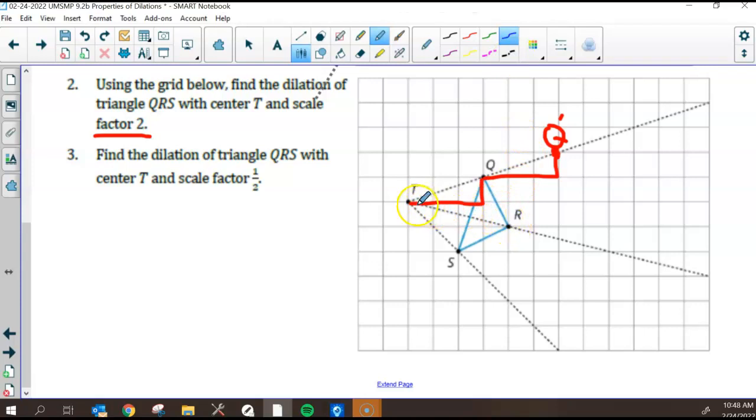How far away is R from T? 4 and 1. And again, I'm going to do it a different way this time. 4 doubled, so 4 times a scale factor of 2 is 8. 4, 5, 6, 7, 8. And 1 down, 1 doubled is 2 down, so there is my R prime.